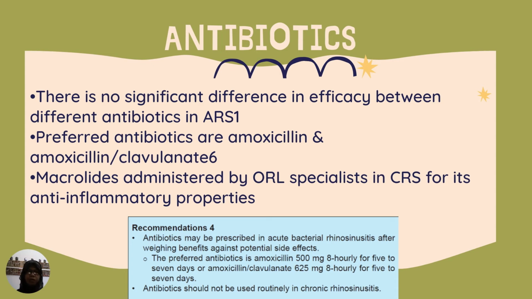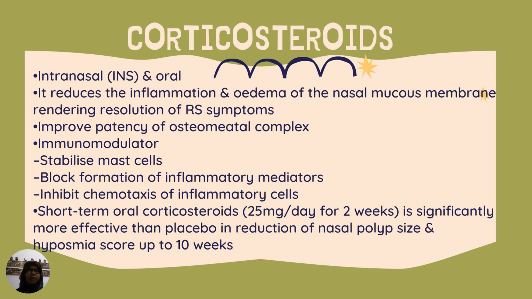And antibiotics should not be routinely given in chronic rhinosinusitis. For cases of chronic rhinosinusitis, we can give macrolides, usually administered by ENT specialists because of its immunomodulator and its anti-inflammatory properties. Steroids can be given by 2 ways, either topical, intranasal, or oral. It helps to reduce inflammation and edema inside the mucosal lining, thus improving the patency of the osteomucosal complex. And it also acts as an immunomodulator by stabilizing the mast cell, blocking the mediators, and inhibits chemotaxis. We can consider giving oral steroids about 25 mg per day for 2 weeks, and it is effective in cases of chronic rhinosinusitis with nasal polyp. So we call this as medical polypectomy. Okay, and by shrinking the polyp, it might help to improve the hyposmia.